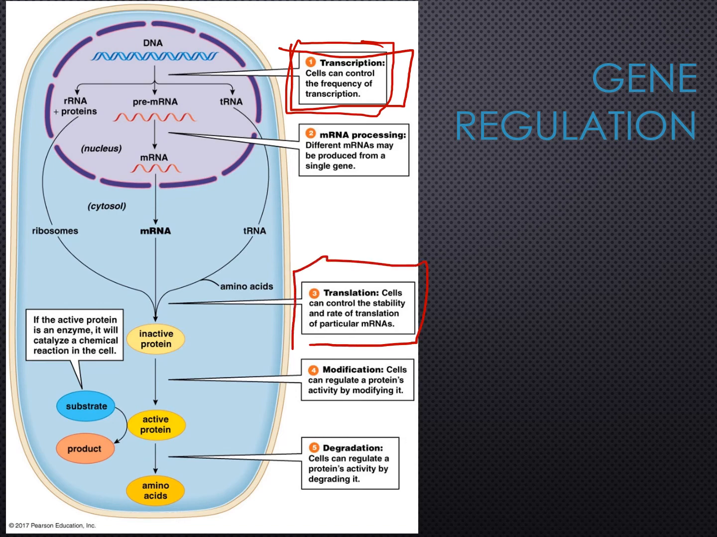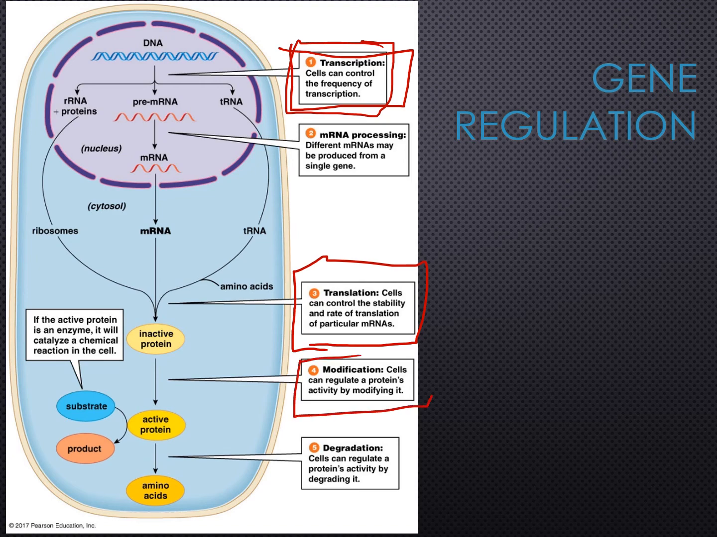Translation. Cells can control the stability and rate of translation. So this is not so much a turn the gene off or turn the gene on thing. It's more of an increase how much the gene is used or maybe decrease how much the gene is used. This is more for fine control, such as when there's a little bit too much of this enzyme, we need a little less. So we're going to translate this mRNA a little less.